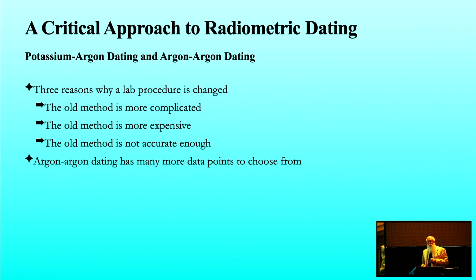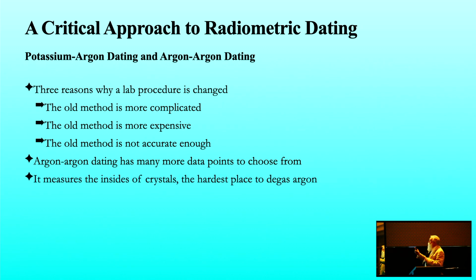And the nice thing about argon-argon dating is that it has a lot more data points to choose from. So that means that if we're going to pick cherries, we have a lot more cherries to pick from. It's nice if you're trying to persuade yourself that long ages are really true, but if you're approaching this system and you're trying to decide, is this really reliable? Maybe not. It measures the insides of crystals, as I mentioned, which is the hardest place to get argon out of. Okay?